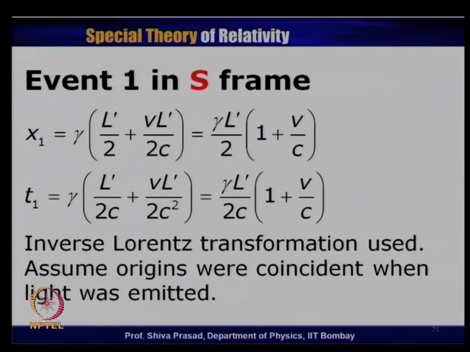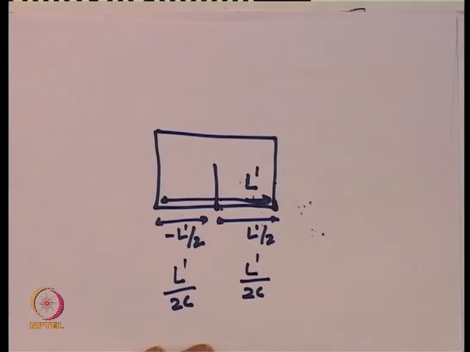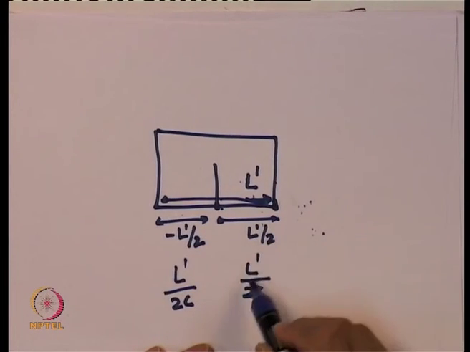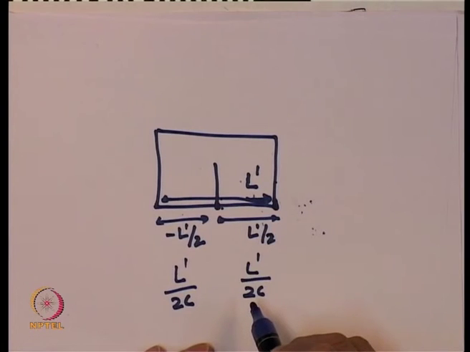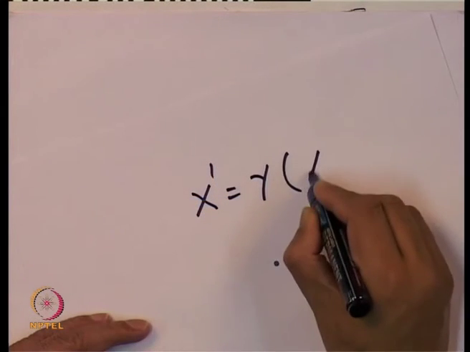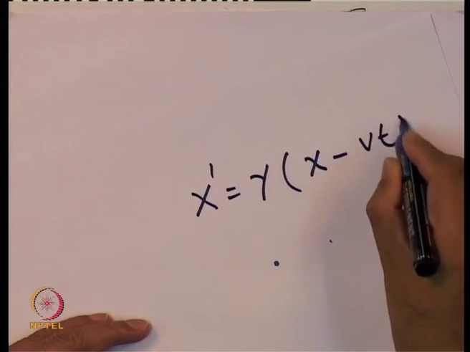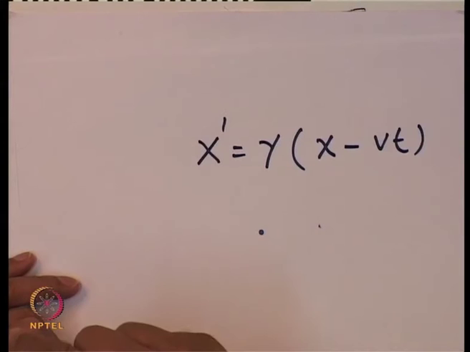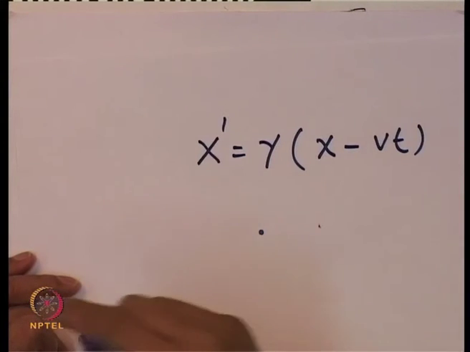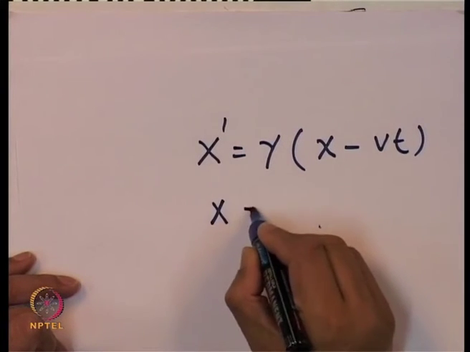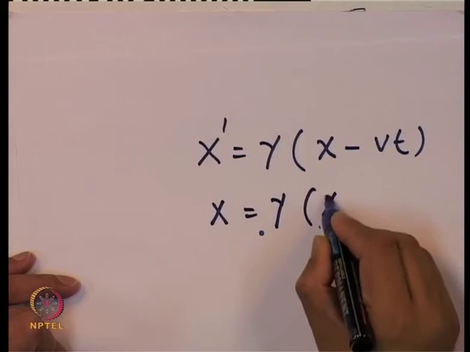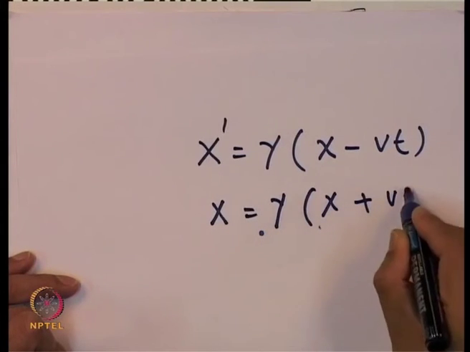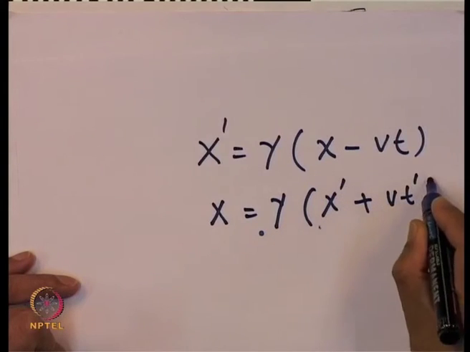Event number 1 was light reaching the front wall. This occurred at L prime by 2 and L prime by 2c. If you remember, the Lorentz transformation gives you x prime is equal to gamma times (x minus vt). Now, the information has been given in the S prime frame of reference and I want it in the S frame of reference. Therefore, I must use the inverse Lorentz transformation, which is given by x is equal to gamma times (x prime plus vt prime).